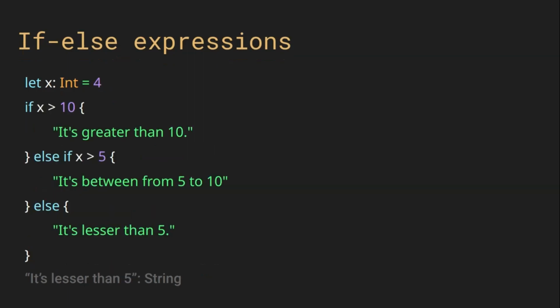You can implement more complex logic with the else-if keyword. So let's go like this. Let's say again that you have some variable x and you want to check out if x is between some range. So first the program will check if it's greater than 10, it doesn't. Then it will check if it's greater than 5, it's not. So it will return the last string, it's lesser than 5.